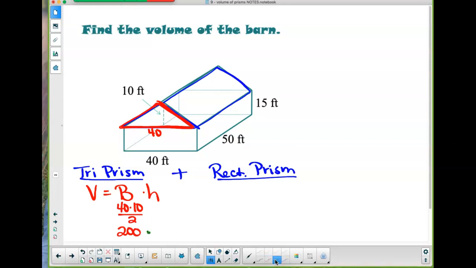Now we have to multiply that by the height of the prism. How tall is it? Not 25 feet. Not 10. Remember, the height is the distance between the two bases. So how far is it between the two triangles? 50. Absolutely. This is the height right here. So 200 times 50 is 10,000.